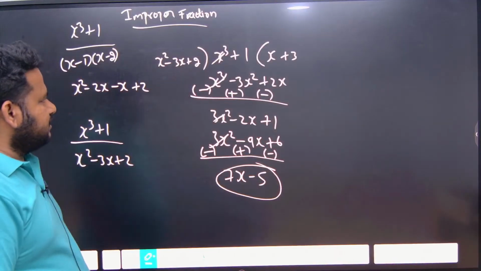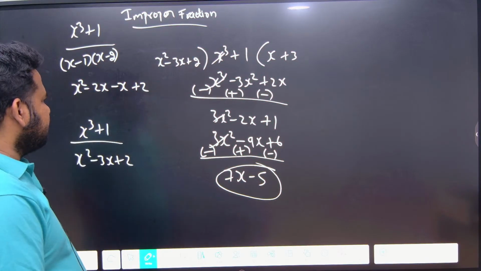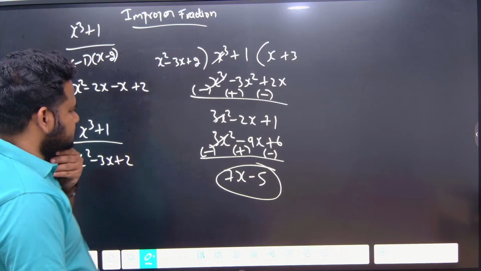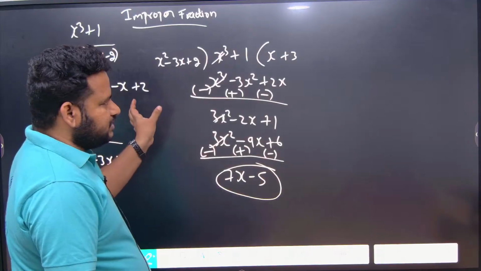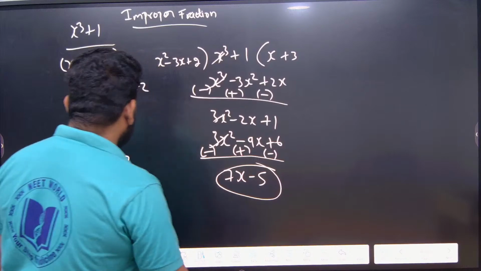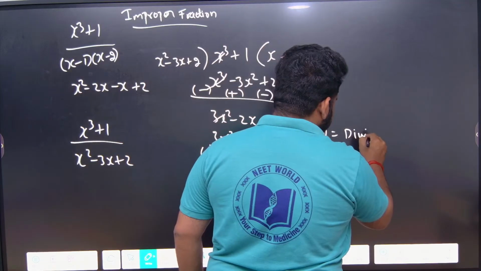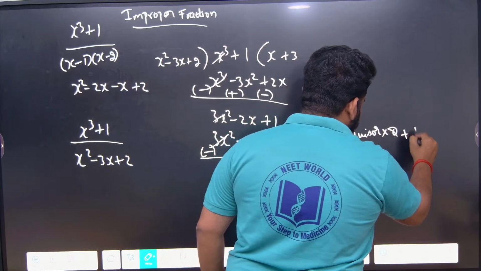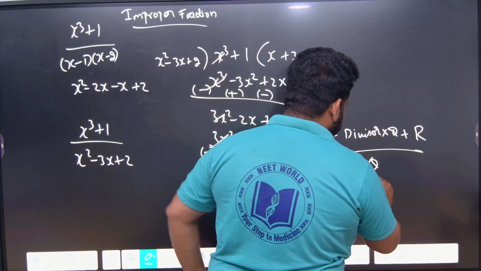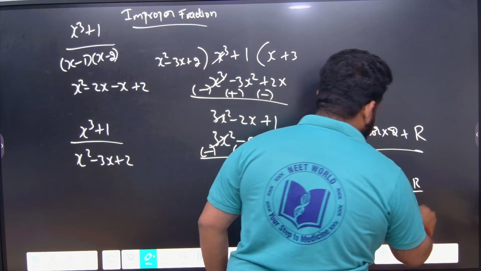So this dividend, x cube plus 1, can be written as divisor into quotient plus remainder. Dividend is equal to divisor into quotient plus remainder. If I divide throughout by this, I'll have divisor plus remainder by quotient. This is what I'll have.